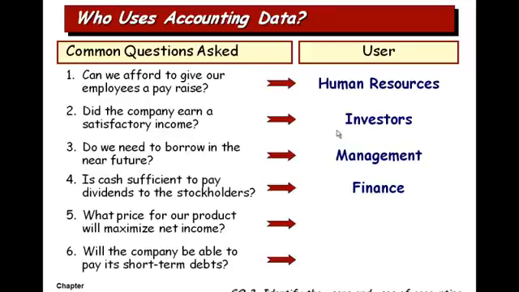And the last two: what price for our product will maximize net income? Marketing. And will the company be able to pay its short-term debts? And that'll be other creditors. Banks loan money to the company, to the customers, which are basically, say for example, any company. And they're going to look at financial statements, the balance sheet and the income statement. Income statement shows net income. Creditors are going to say, hey, is this company making money?